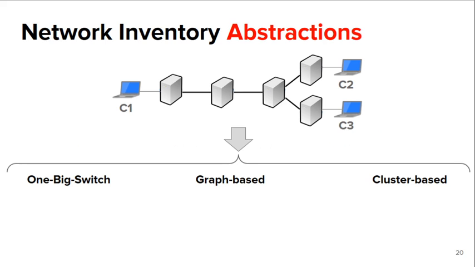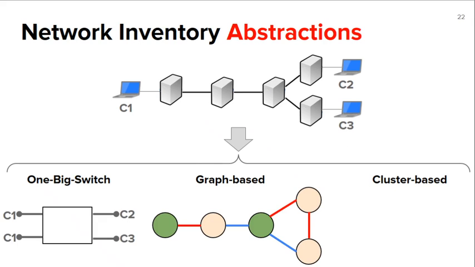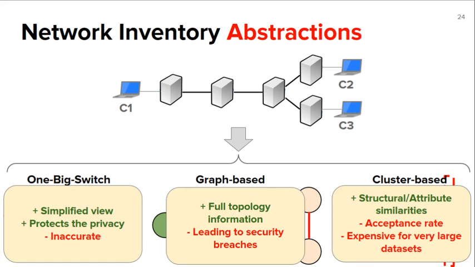A common system engineering principle to deal with scalability requirements is to introduce proper abstraction mechanisms. Some examples of resource abstraction mechanisms are one big switch abstractions, graph-based abstraction, or cluster-based abstractions. Each of them has pros and cons regarding the topology information view, accuracy, security, computation complexity, etc.